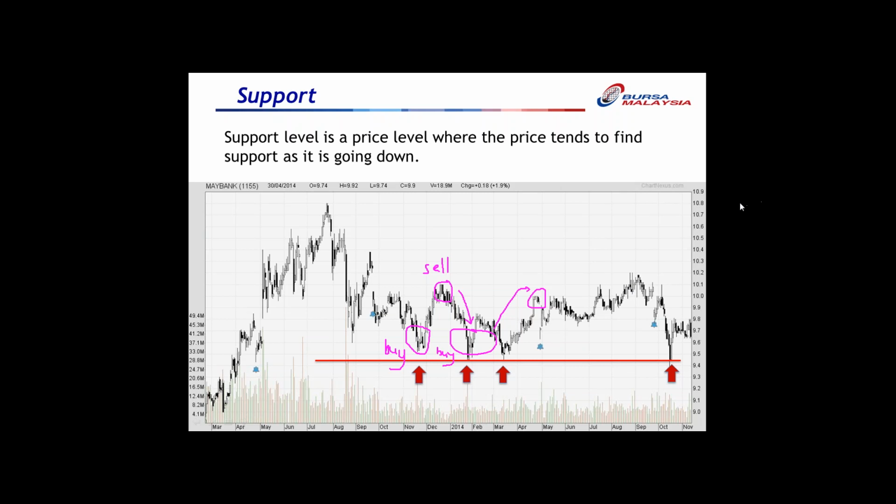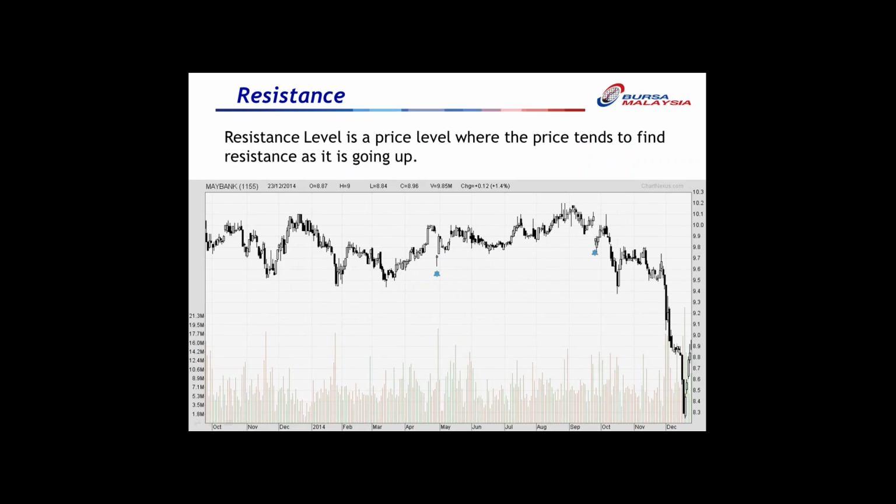Okay, so let me go to the next slide. Now resistance is just the inverse of support. A resistance level is a price level where the price tends to find resistance as it's going up. That means it fails to break through. So let's look at Maybank again. If you look at Maybank, you see that the share price finds a resistance at this zone of 10 ringgit to 10 ringgit 20 cent. It made the first attempt to break the new high in December 2013, and then made a second attempt, the third attempt, and the fourth attempt, and then it failed and went back down. All right, on the fifth attempt.